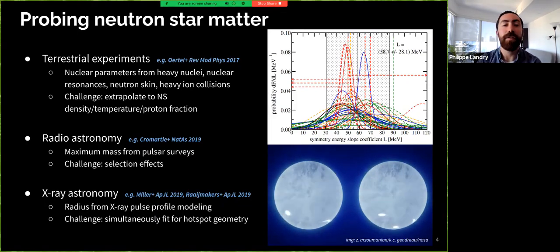And so these aren't sort of direct experiments on neutron star matter itself, but they can be informative at lower densities, and that provides some constraints just through correlations with higher density behavior.